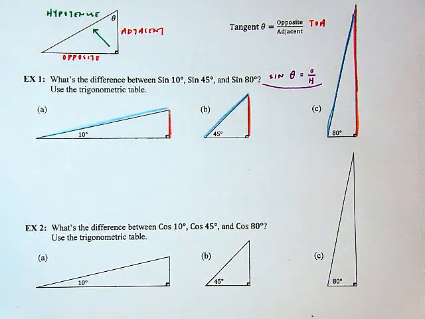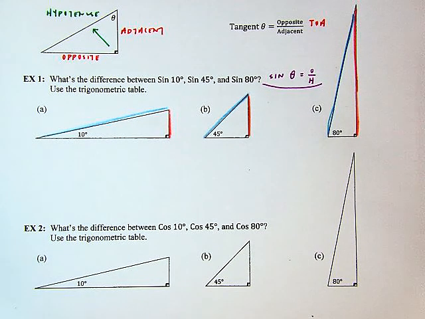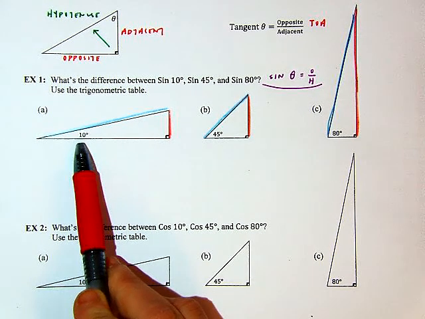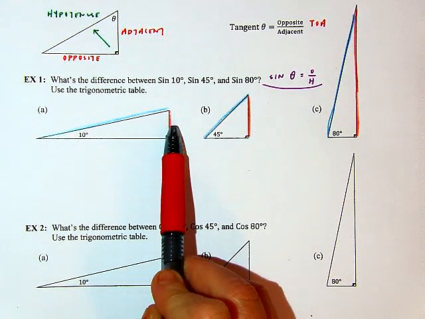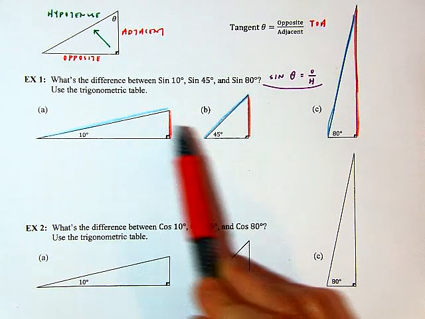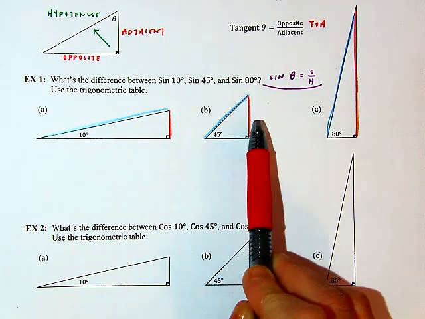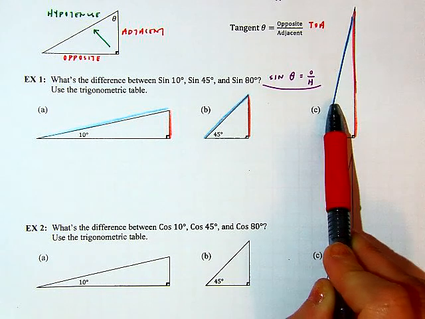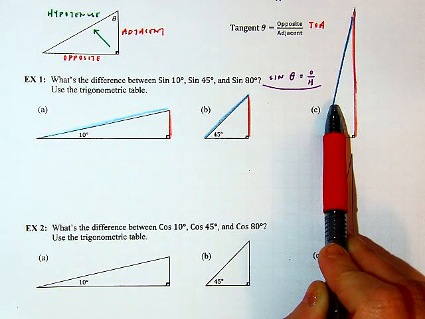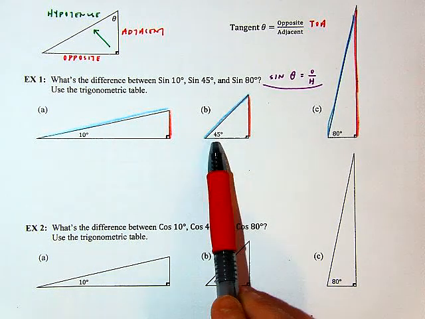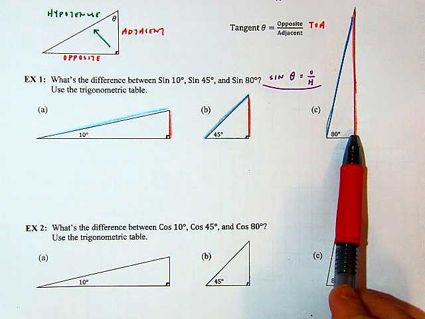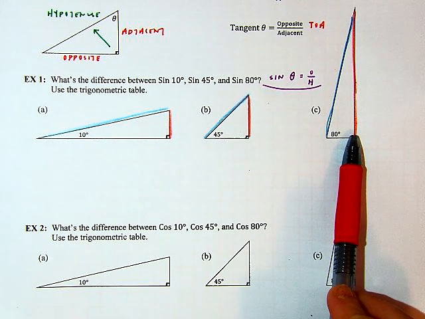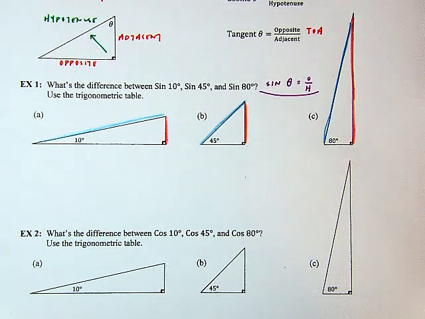Okay, and what I'm really interested in is, well, what's happening with the ratio as that angle measure is increasing? So here was looking at sine 10. What's the ratio of red to blue? Sine 45, what's the ratio of red to blue? Sine 80, what's the ratio of red to blue? And we should see that it's going to be increasing. As our angle measure increases, the ratio of that opposite side to the hypotenuse, it's getting closer to 1.